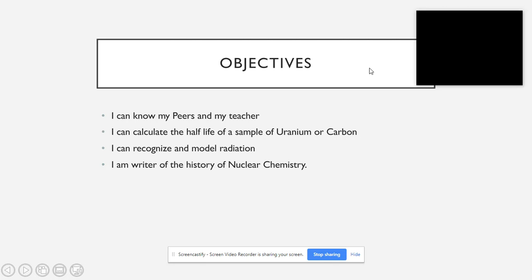Objectives for the 4 weeks. The first week, our intro unit will be: I can know my peers and my teacher. My second week: I can calculate the half-life sample of uranium or carbon. Third week: I can recognize and model radiation. And fourth week: I am a writer of the history of nuclear chemistry.